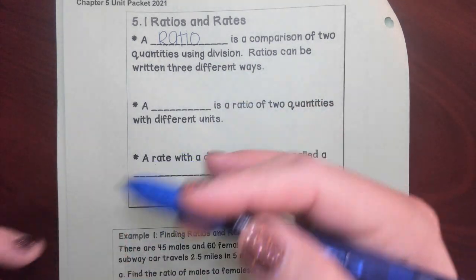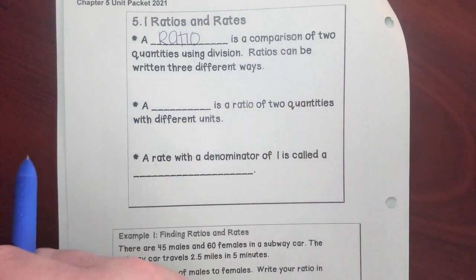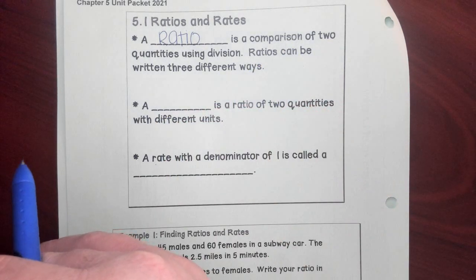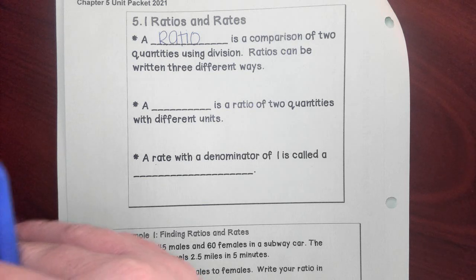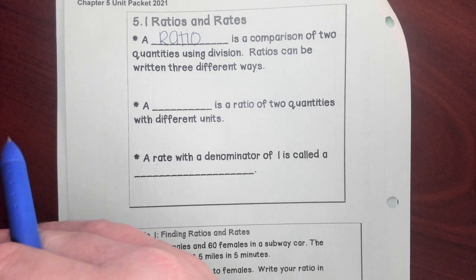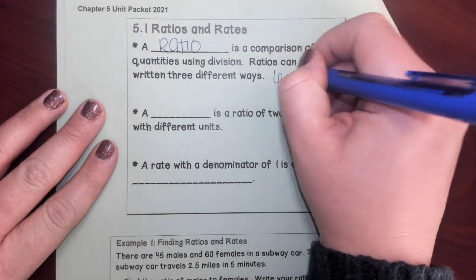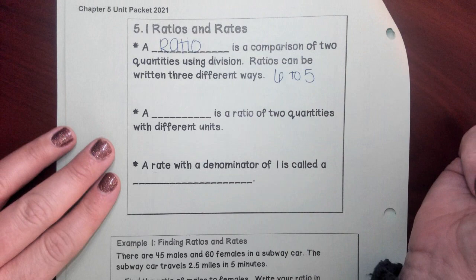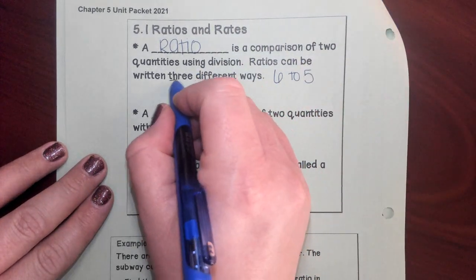So when we have ratios, we're comparing 2 different things. For example, boys to girls in class, or if you were in band, clarinets to flutes, something along those lines where you're comparing 2 things. An example of a ratio would be 6 to 5. This is how we read ratios, but we can write them 3 different ways.